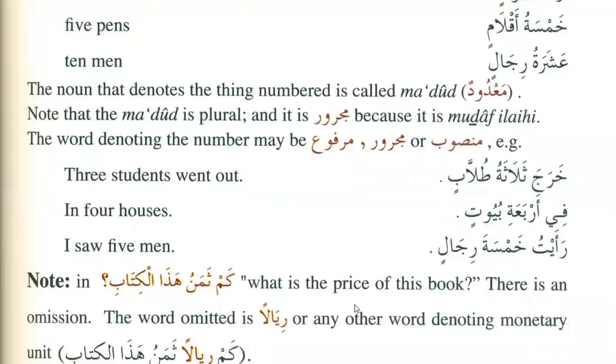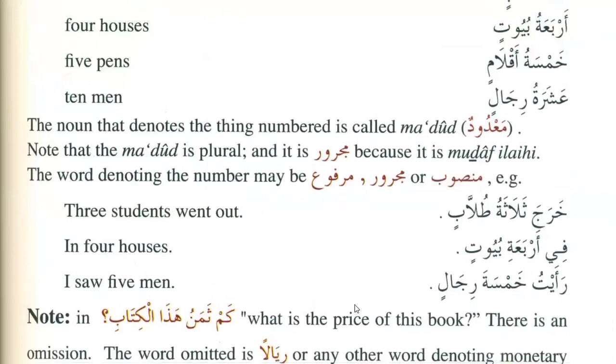If anyone has any questions, you can ask me now. Sir, after Kharaja, it is not Thalathatan. With muzaf, we cannot use tanween. After Ra'aytu, Khamsata, we are using only one vowel. So Kharaja can't be Thalathata. You are asking why it is not mansub. Because here it is fa'il, the three students are the subject of the sentence, and the subject is always marfu in Arabic. But here Khamsata is maful bihi, object of the sentence, and maful bihi is mansub. Okay, Thalathatu.